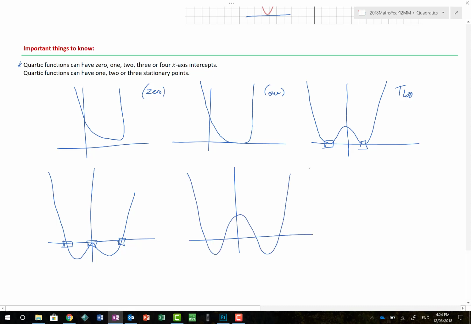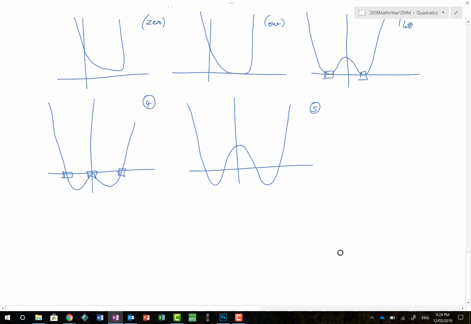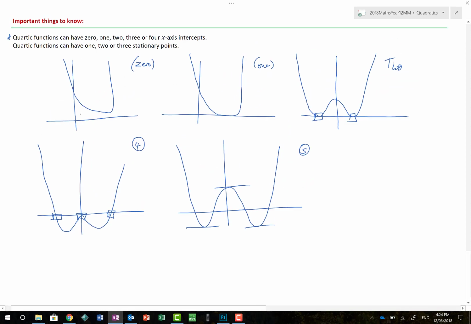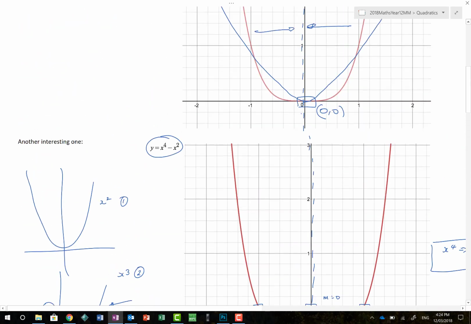So there are 0, 1, 2, 3, and 4 axis intercepts, and it can have 1, 2, or 3 stationary points. Now again, 1, 2, 3 stationary points there, 1 stationary point there, 2 stationary points. How on earth would we end up with 2 stationary points? Well, again, if you remember from the graph we looked at earlier, the one that went like that, so there's 1 and 2. Always important to know the shape of the graphs.